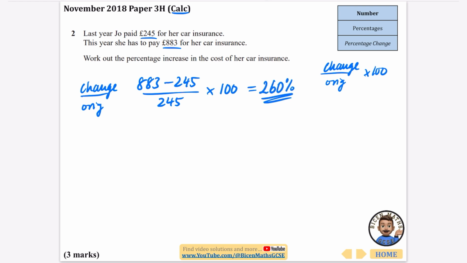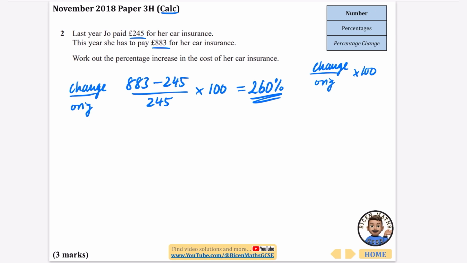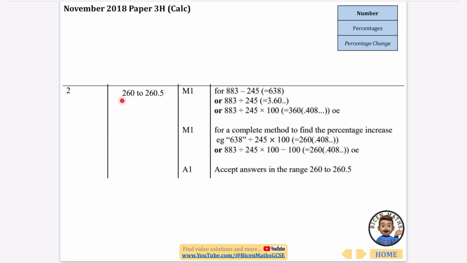Now you're probably thinking, hang on, percentages don't normally get that big. But this is because her car insurance has increased a huge amount. If something increases by 100%, it means it's doubled. So if it's increased by 260%, it means that it's actually more than tripled. Okay, let's check we got it right. 260%, yeah, that's inside that range that we've got there.